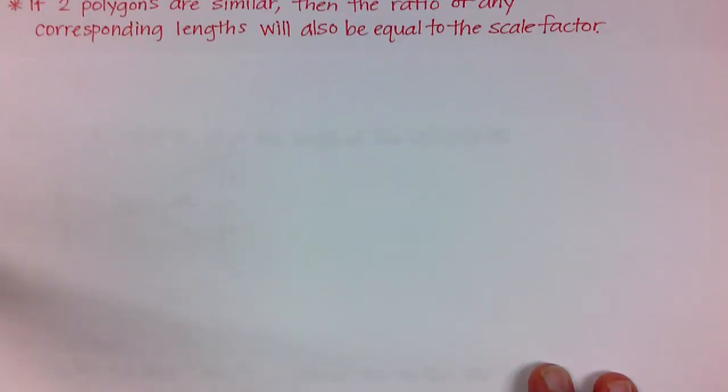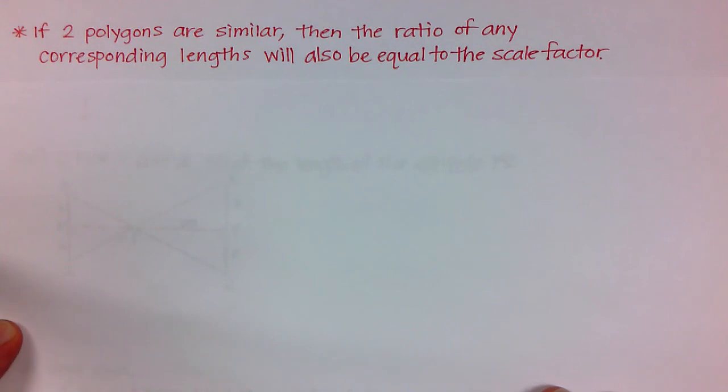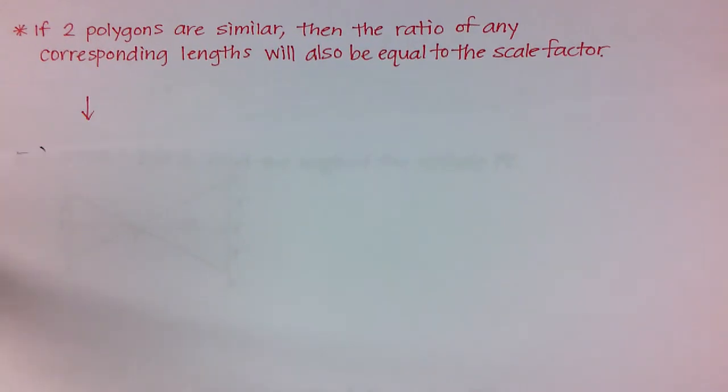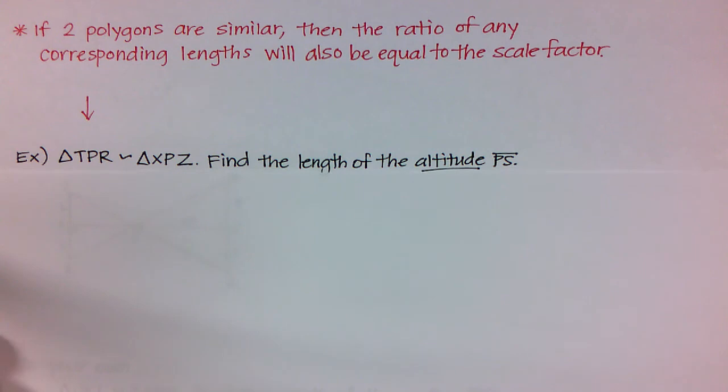So another fact that I want you to know is that if two polygons are similar, then the ratio of any corresponding lengths will also be equal to the scale factor. So it's not just the perimeter. There's other lengths that we might find in some diagrams. It might be the altitude, it might be the median. So there's many things. In this example that I'm going to show you, it's actually going to be the altitude. So we're given that triangle TPR is similar to triangle XPZ, and we're asked to find the length of the altitude PS.